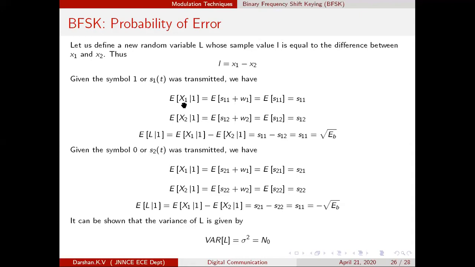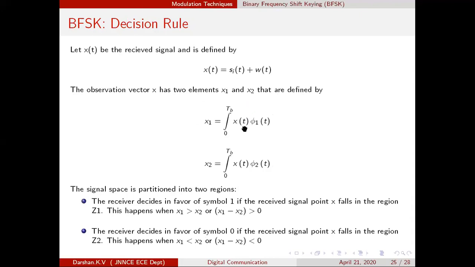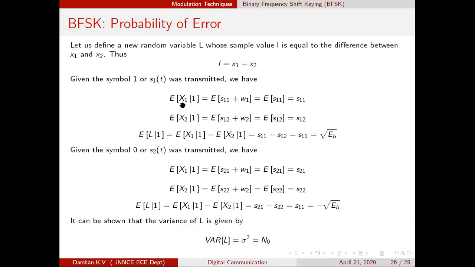How can you get x1 is equal to S11 plus W1? It could be obtained by solving this particular integration. You might have solved that: x1 is equal to S11 plus W1, x2 is equal to S12 plus W2. Why are you writing S11 only? Because you are transmitting signal S1 of t. Okay, yes, this is the case.